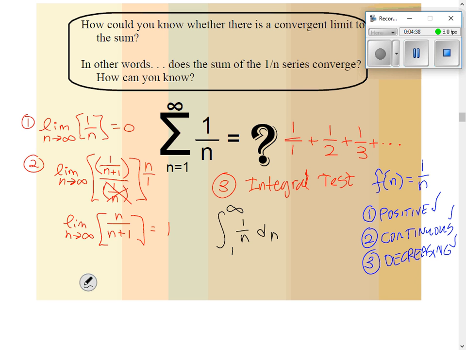Okay? So let's integrate. What is the integral of 1 over n? Yeah, ln of n. Ln of n from 1 to infinity. Oh boy, when I drag this, everything's going to disappear. You ready? Actually, it's going to move with it.